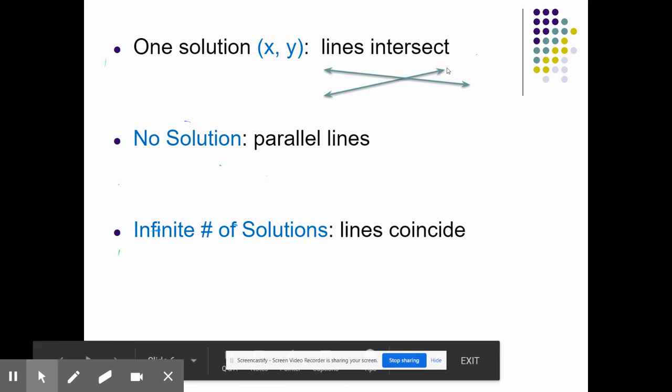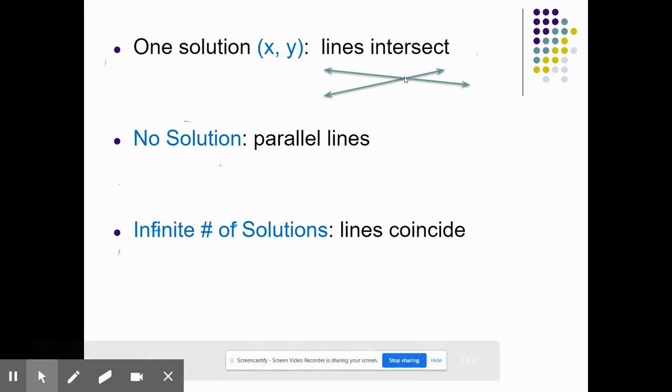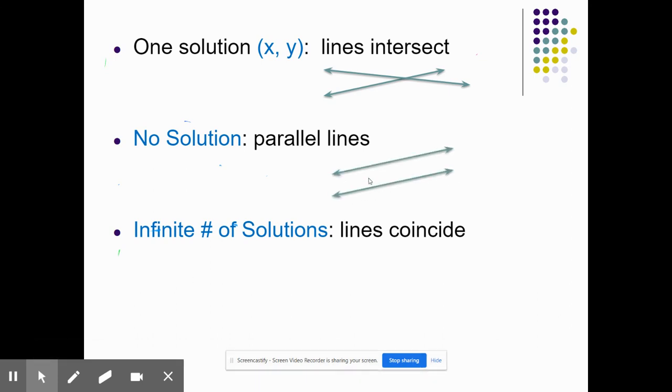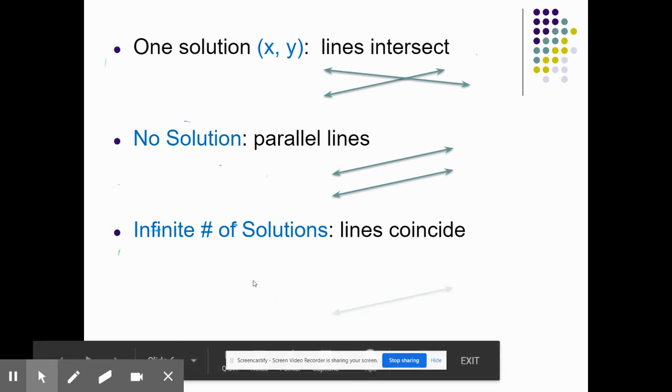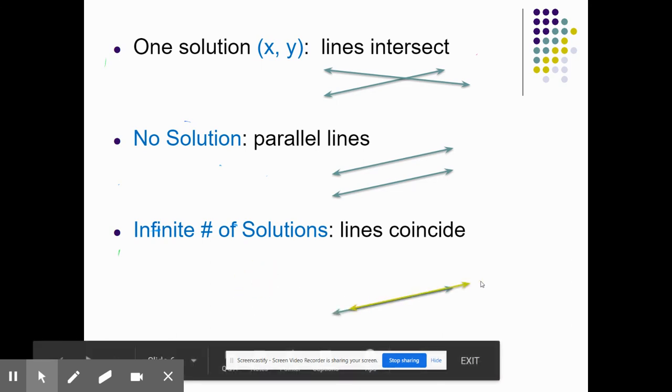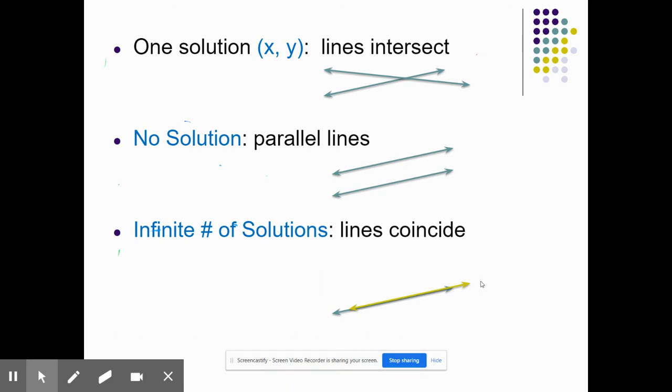So right here you see when the two lines intersect, you have one solution. If the lines are parallel, then those lines would never intersect, so you have no solutions. And if you have one line that lies right on top of the other line, then they share all their points, so you would have an infinite number of solutions.